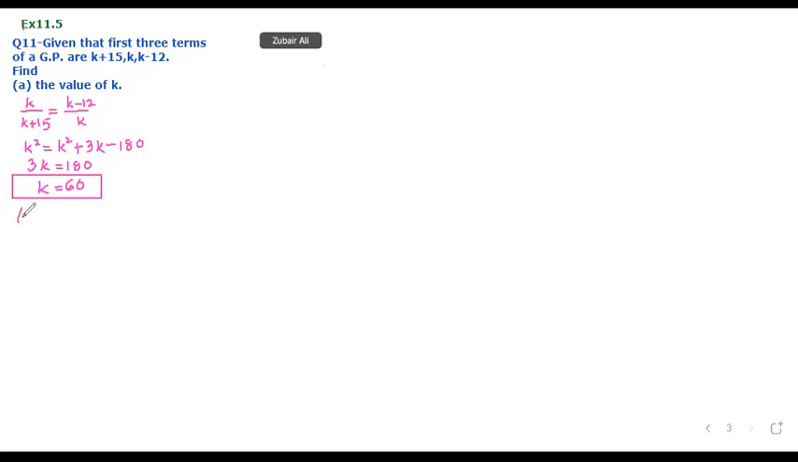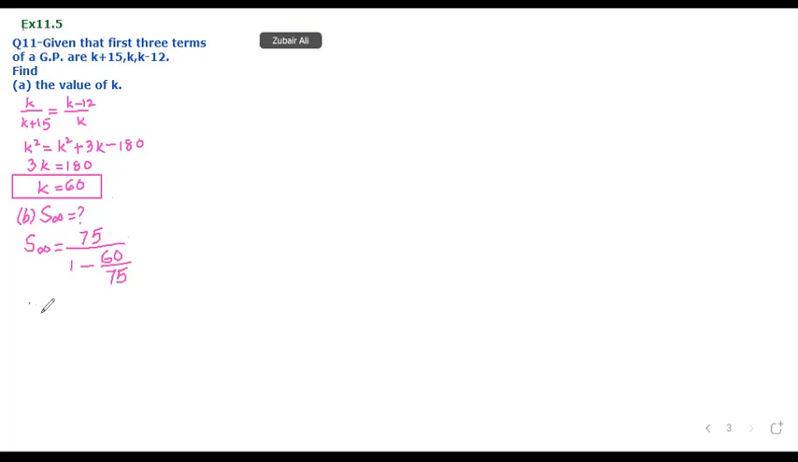Now in part B, we have to find the sum to infinity. So sum to infinity is equal to A upon 1 minus R. So what is A? A is k plus 15. So k is 60, so 60 plus 15 will become 75. And then 1 minus R. R will be equal to k upon k plus 15. So k is 60 upon the first term, which after the finding of k has become 75.